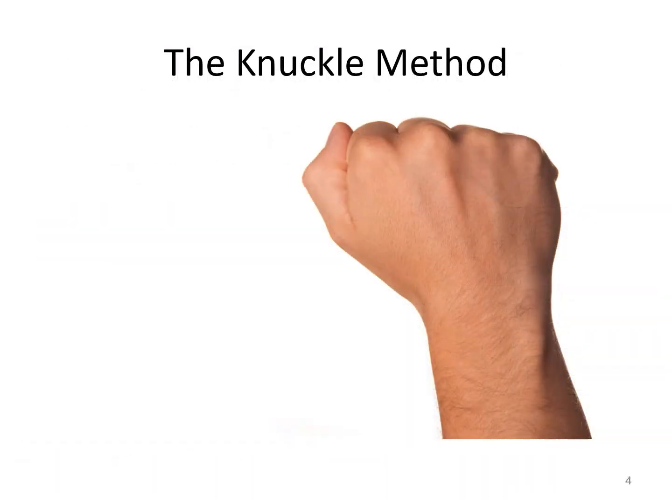I'm going to show you a way to determine how many days are in a given month. Basically, if you land on a knuckle, it's 31 days. If you land between the knuckle, it's 30 days. How many days in May? January, February, March, April, May. It's 31 days.